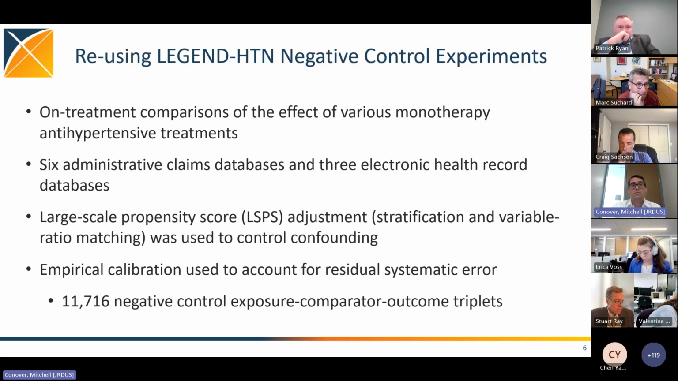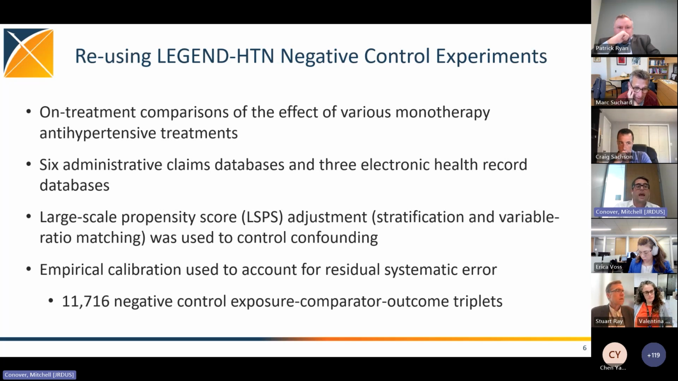So just a very brief overview of the LEGEND hypertension study. If you recall, these are on-treatment comparisons of various antihypertensive treatments conducted across a large research database network. And they use large-scale propensity score adjustment to control for confounding.